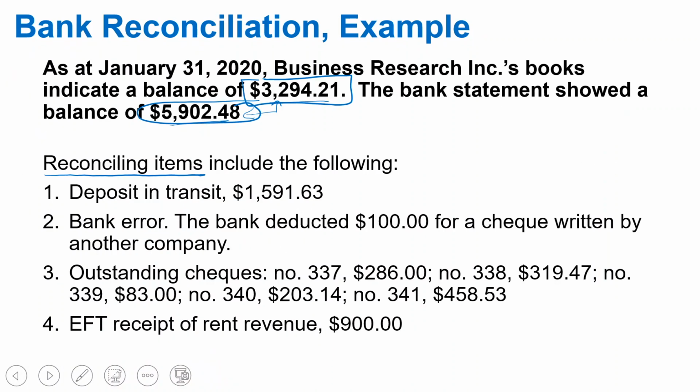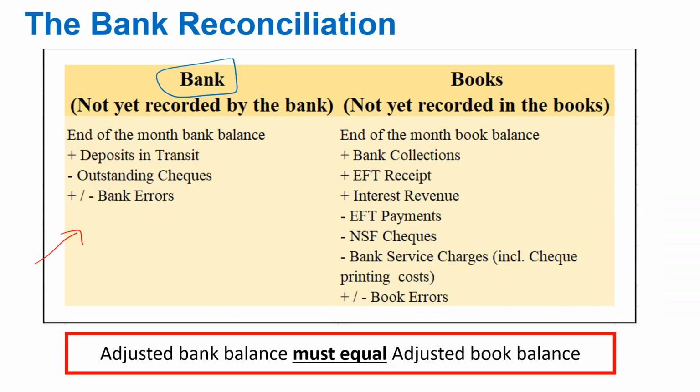Now we will go through each of these reconciling items and slot it in the bank rec where it needs to go. So when you get reconciling items like this, you need to ask yourself first, is it on the bank side or on the book side? Remembering that on the bank side, we record items that have not yet been recorded in the bank. On the book side, we're adjusting or reconciling for items not yet recorded in the books. So you have to figure out what type of item you have and therefore where you should record it or where you should reconcile it on the bank rec.